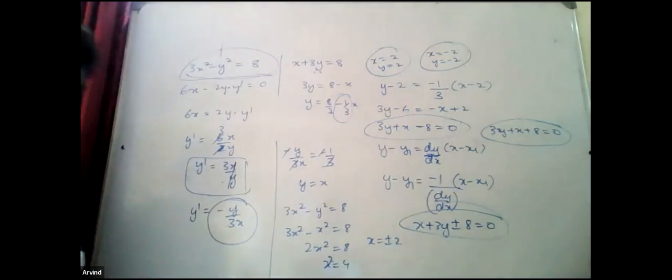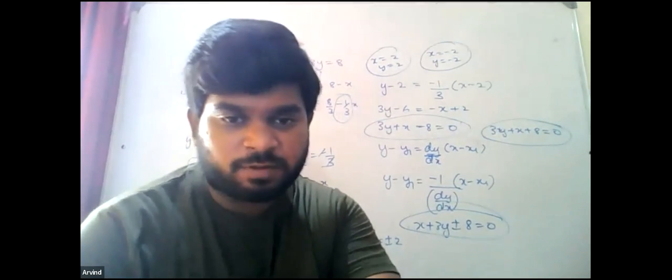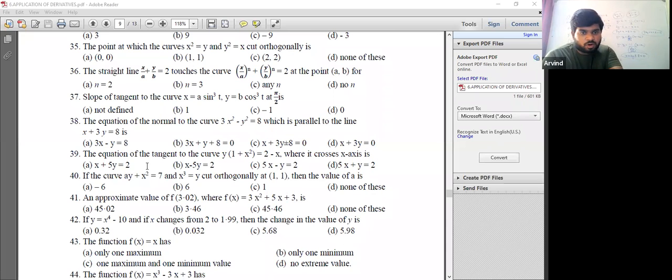So as simple as that. This was very, very easy. You guys could have done it. Okay, now. So the equation of the normal to the curve, which is parallel to the line x plus 3y equal to 8, is option C, x plus 3y plus or minus 8 equal to 0.